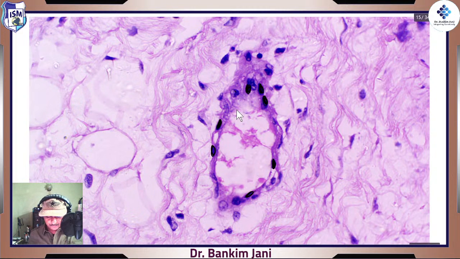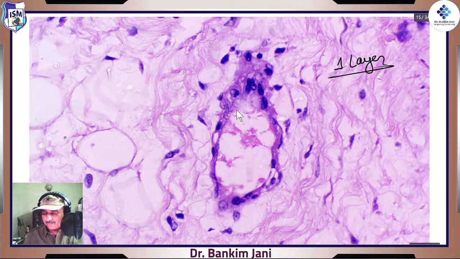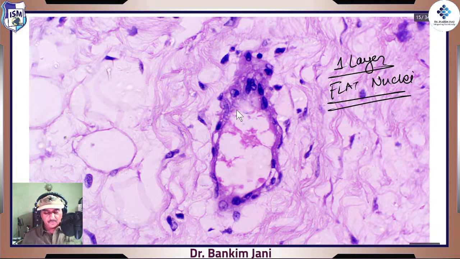Now I'll erase all of them. You should be able to see it in the normal way. So these are the flat nuclei. Just by this principle, that there is only one layer, one layer of flat nuclei, that's it. We now know that we are dealing with simple squamous epithelium.